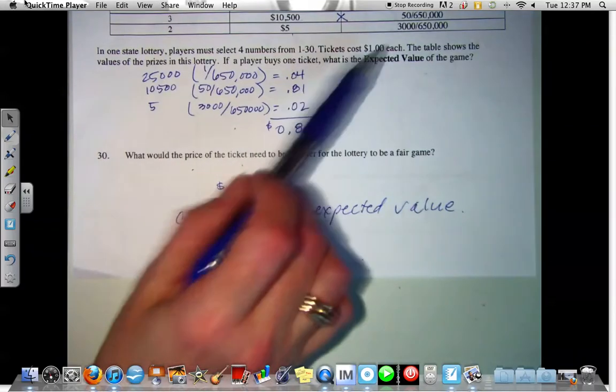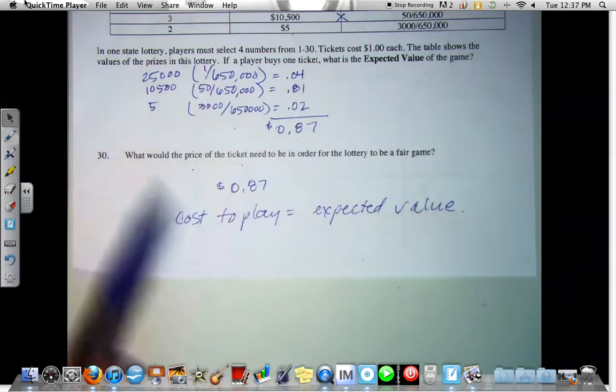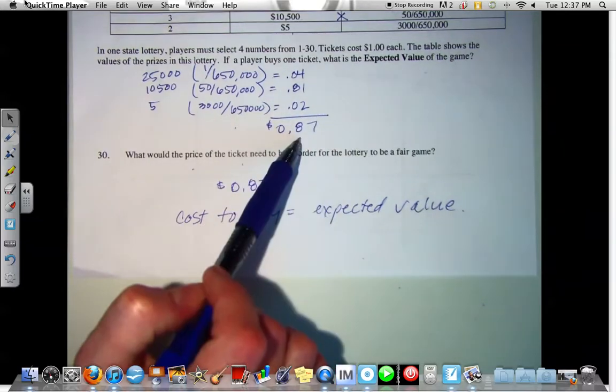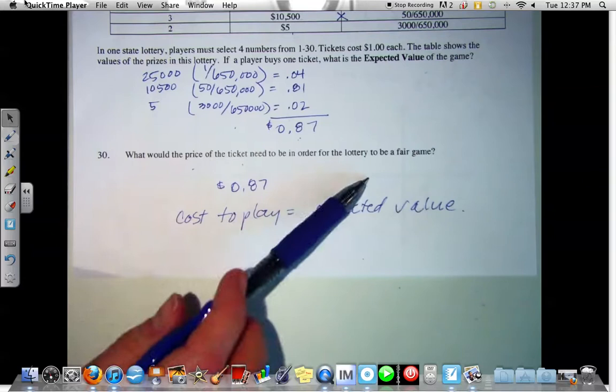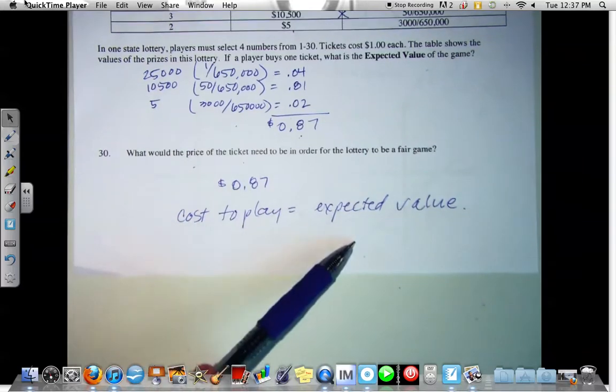So the cost of this game was $1. Your expected value is 87 cents. It's not a fair game because your cost is not equal to your expected value. What would the price of the ticket need to be in order for the lottery to be a fair game? It has to be 87 cents. The cost to play has to equal the expected value in order for it to be a fair game.